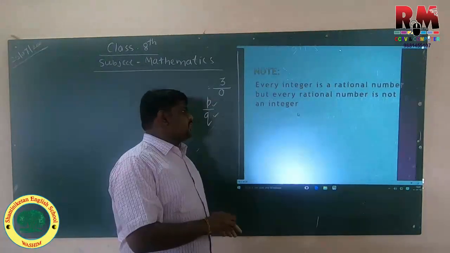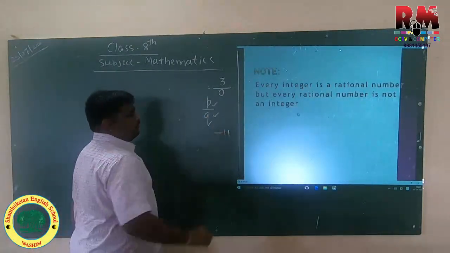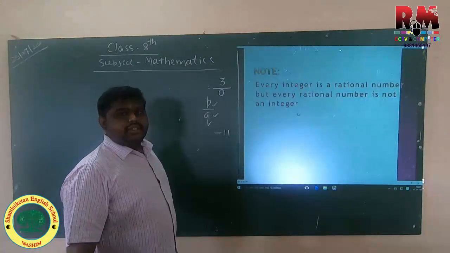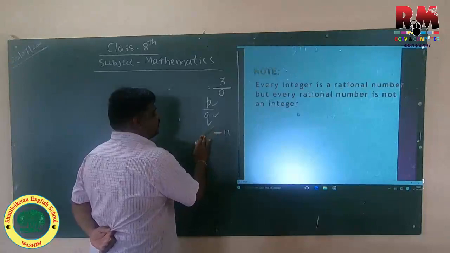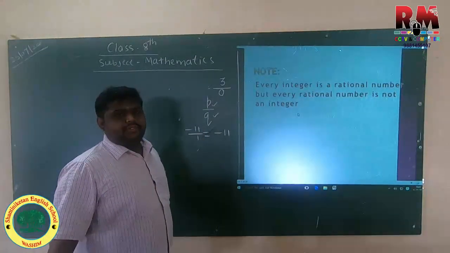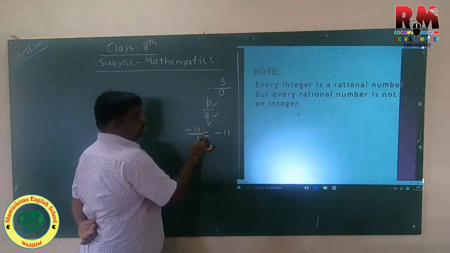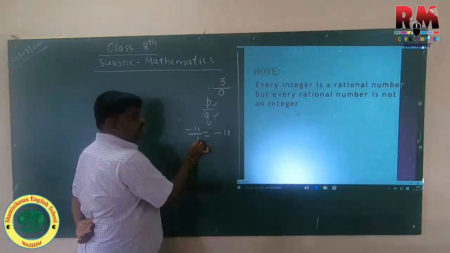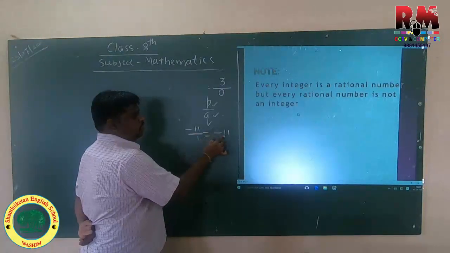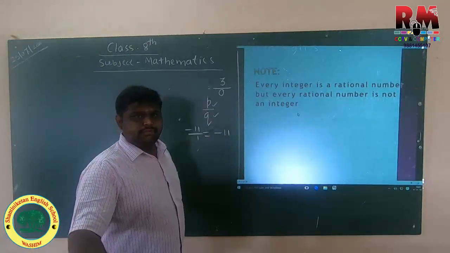Let us consider an example. -11 is an integer. Now -11 can be written as -11 upon 1. So this is a number in the form of p upon q, where p and q are integers and q not equal to 0. This satisfies the definition of a rational number. So -11 is an integer as well as a rational number.